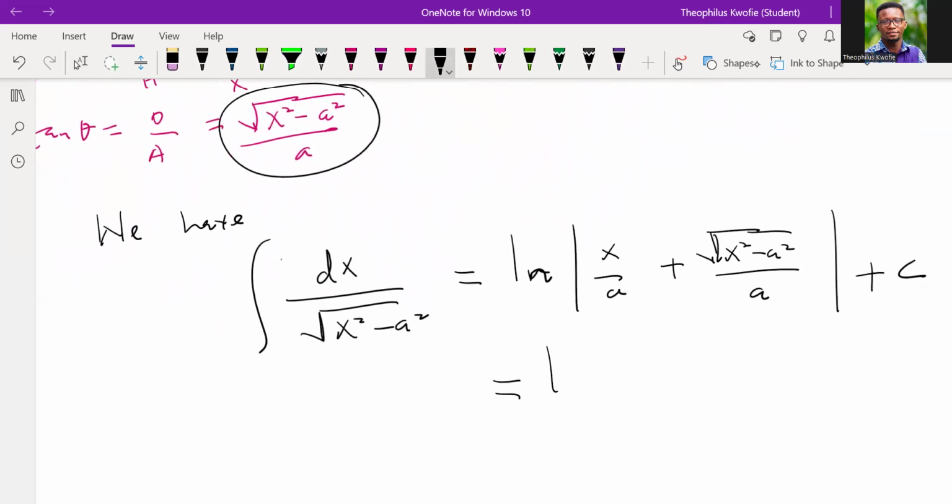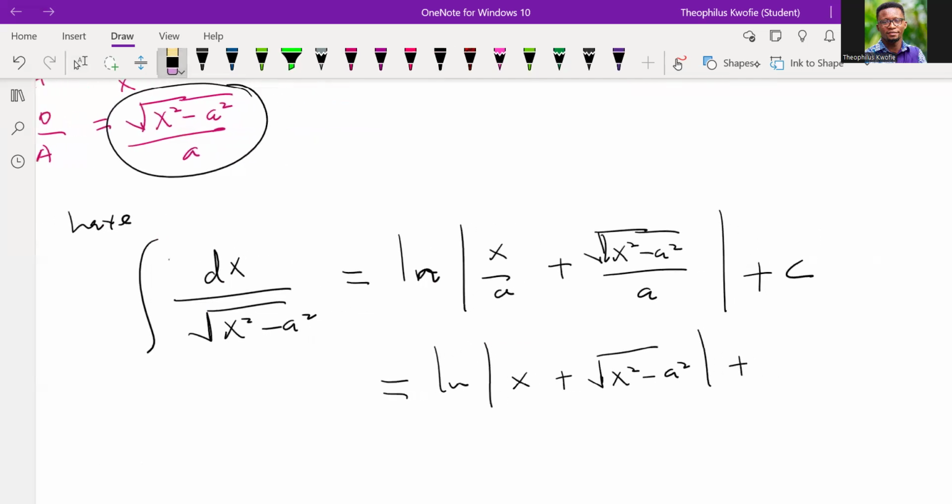By simplifying this further, we should be able to have the natural log of x plus the root of x squared minus a squared, minus the natural log of a, plus the constant C, okay? So if you simplify this a bit.